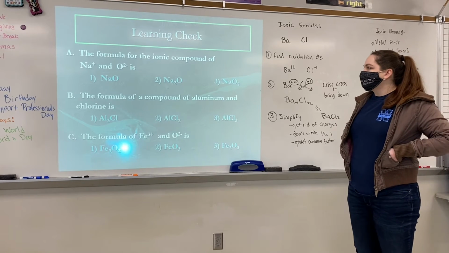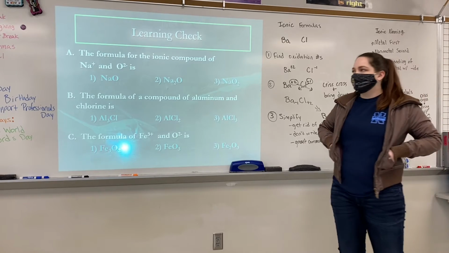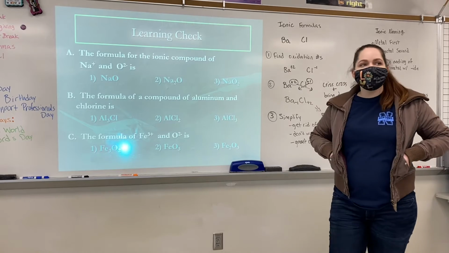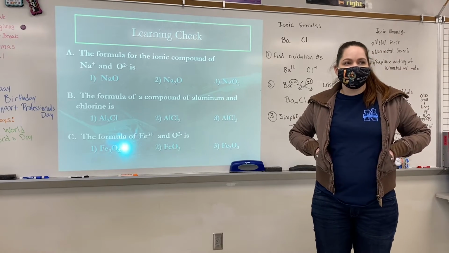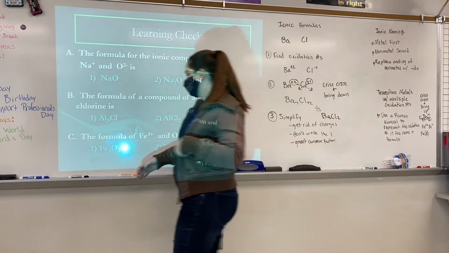All right. So sodium and oxygen. Sodium has an oxidation number of +1, and oxygen has an oxidation number of -2. So what is the compound going to be? What's the formula going to be? Na2O. So we think number 2. Yeah.